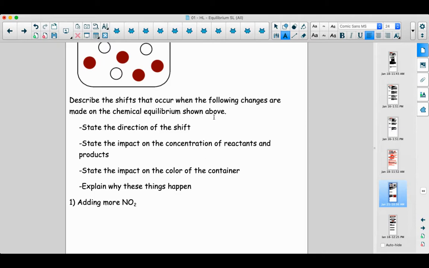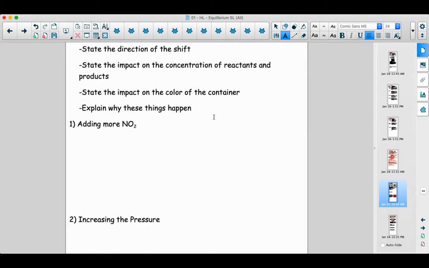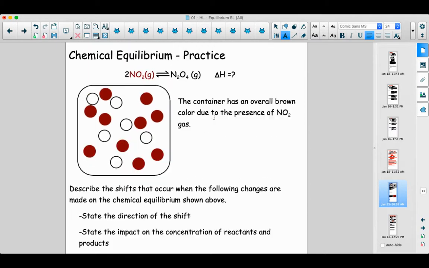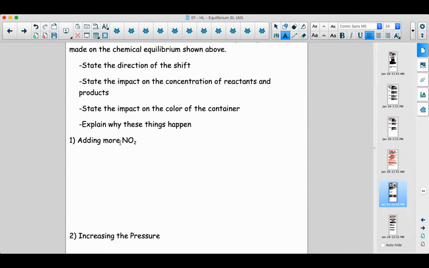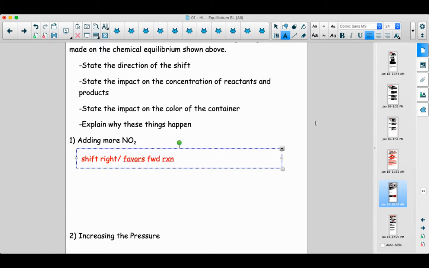Describe the shifts that occur when the following changes happen. All right, so if I add more NO2, well, it's going to shift to get away from NO2, so it's going to shift to the right. So adding more NO2, we can say it will be a shift right, or it favors the forward reaction, depending on what they ask. If they say, what's the direction of the shift, you say to the right. Otherwise, you could say either.